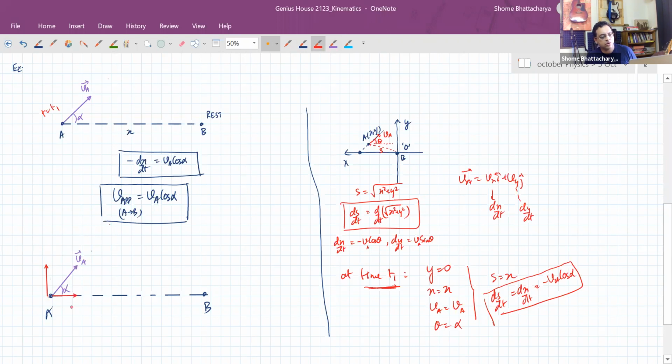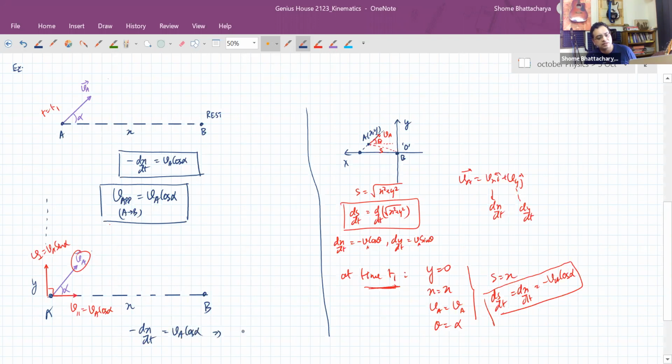So we can say that it has a component towards B. We can call that the parallel component along the line AB, VA cos alpha. And we can see the perpendicular component is VA sin alpha. Now, at the moment, we are interested in how x is changing. We are not interested in how y is changing, because B is lying at an x displacement compared to A. So we can see that minus dx by dt is equal to VA cos alpha.